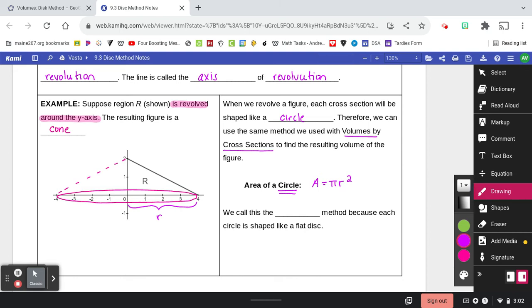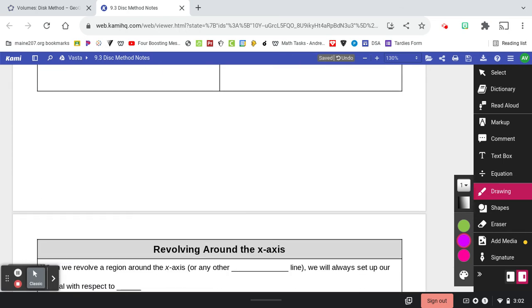That really big radius all the way at the bottom of this cone is going to be 4, halfway across. We call this method the disk method because each circle is shaped like a flat disk, and we're just adding up all those flat disks to build a volume. Let's go ahead and look at some examples.